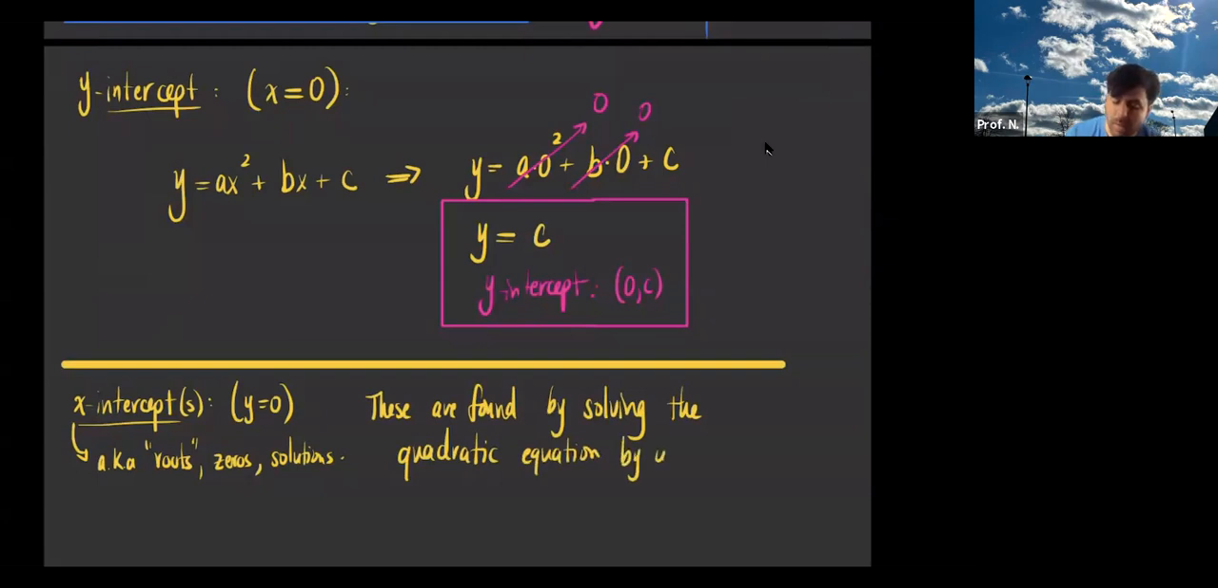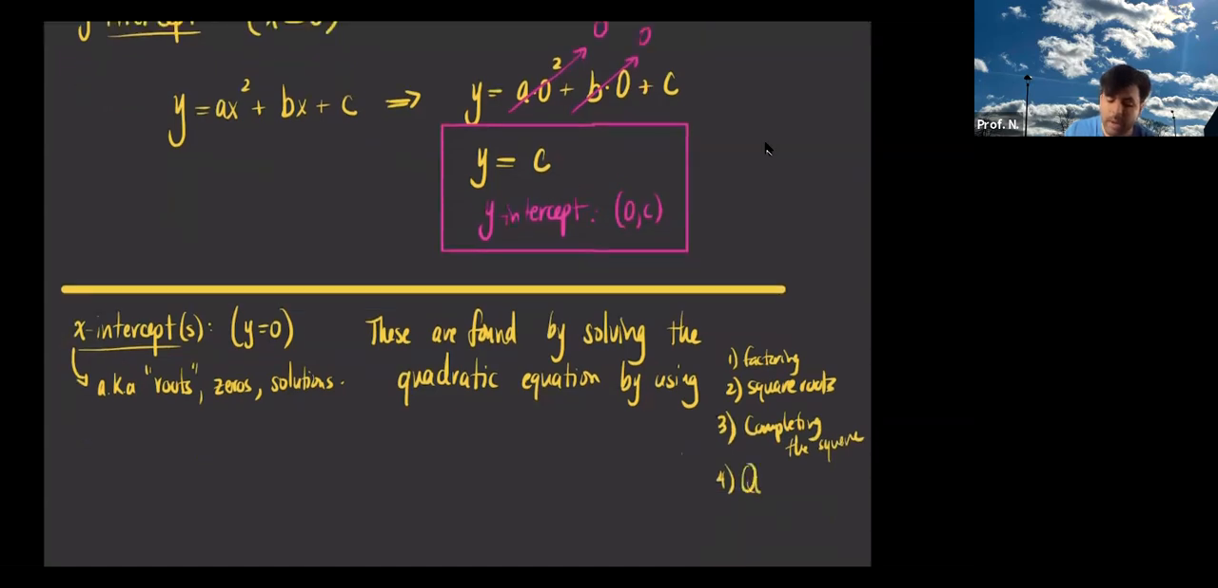By using any of the techniques, right? We can use factoring if possible. We can use square roots if possible. We can do the completing the square method if possible. Or you just use the quadratic formula. That's usually the standard way, right? So you use the quadratic formula to solve for x, the x-intercepts. And that's why we studied how to do that first. So now we can apply it here.